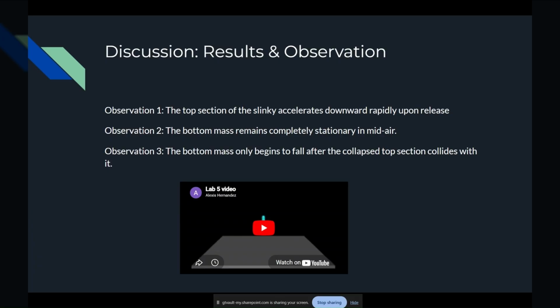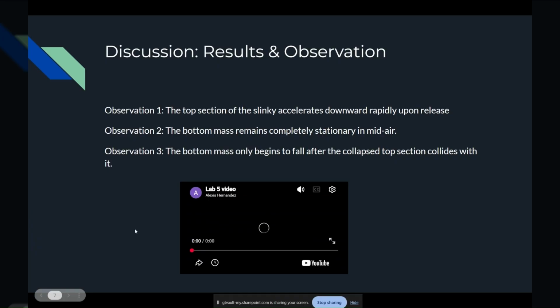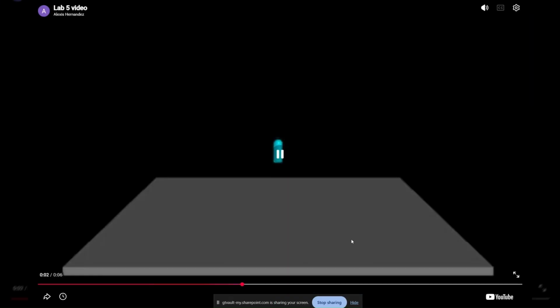Now, watching the visual output of our VPython model, here's a quick demonstration. And then one more time.